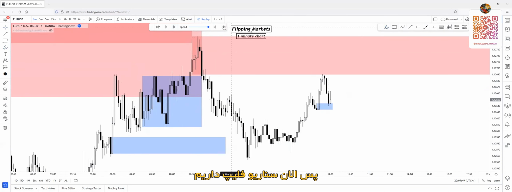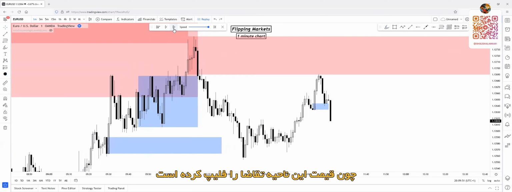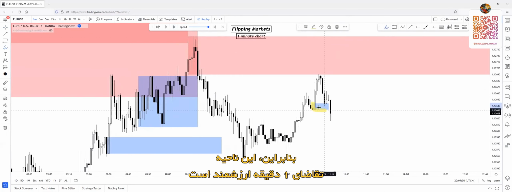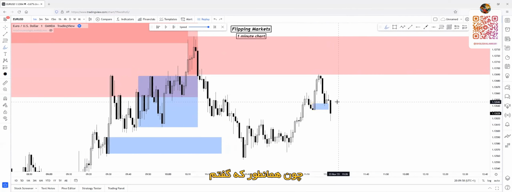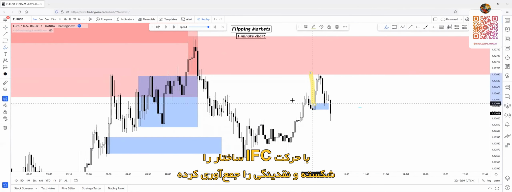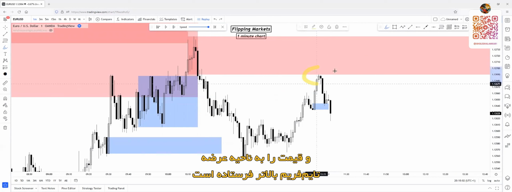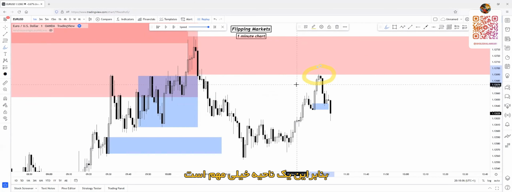Right now, we will have a flip scenario because, as you can see, price flipped this demand zone. Price broke through this demand zone, and this was a valuable 1-minute demand zone because, as I said, it created inefficient push, break of structure, and swept liquidity, and tapped us into a higher time frame zone. So basically it has 4 criteria. So this is a really valuable zone.